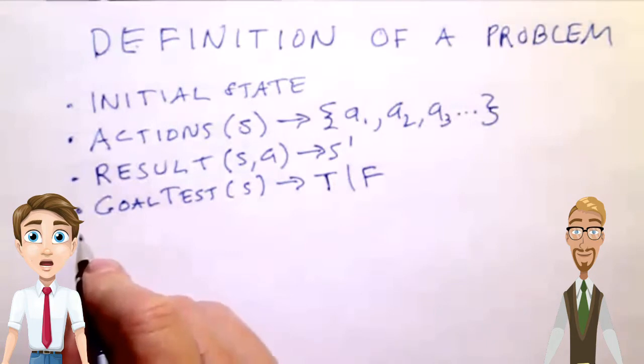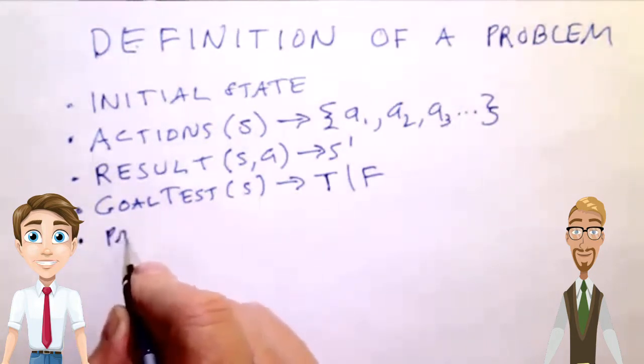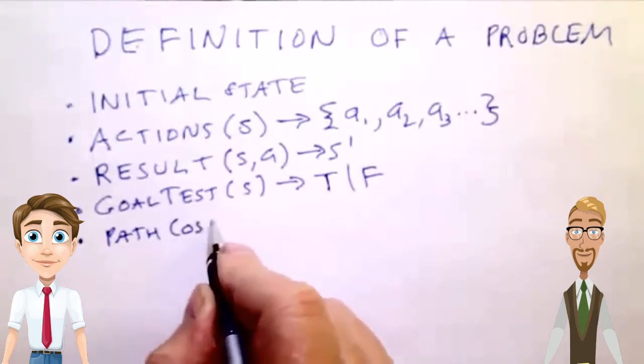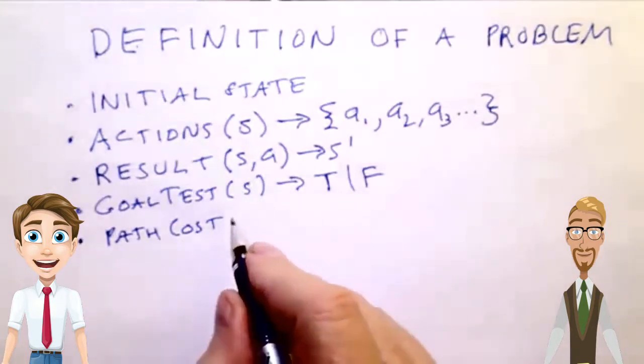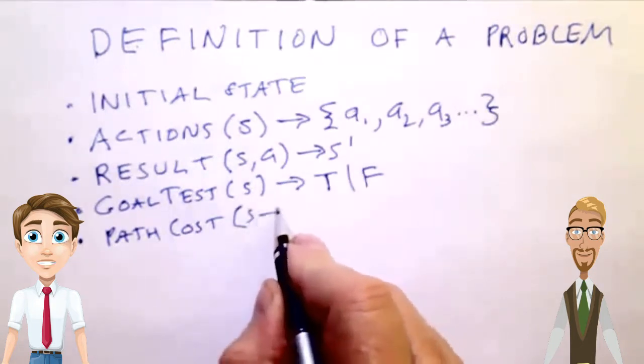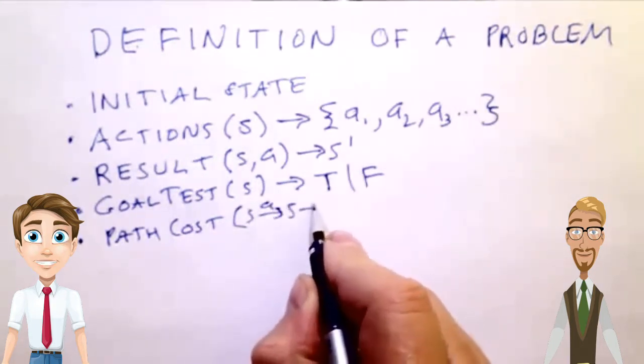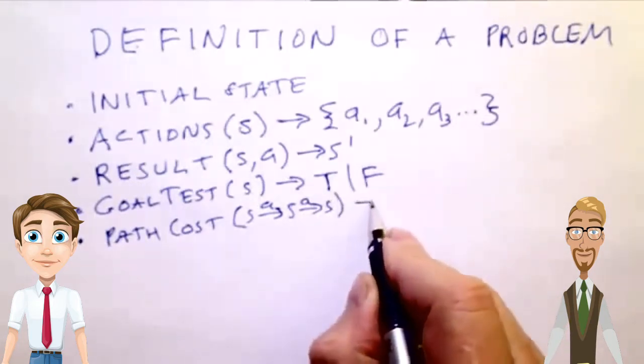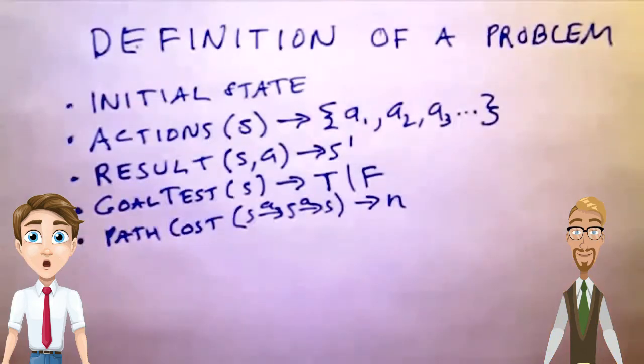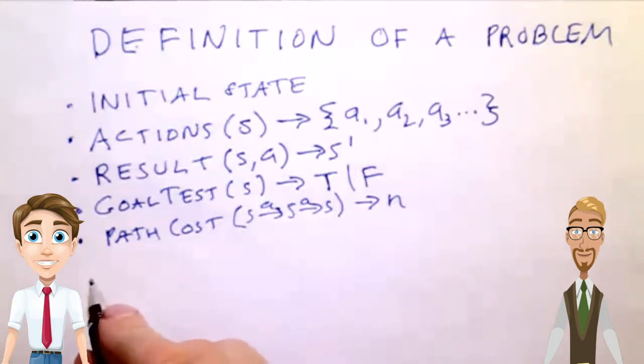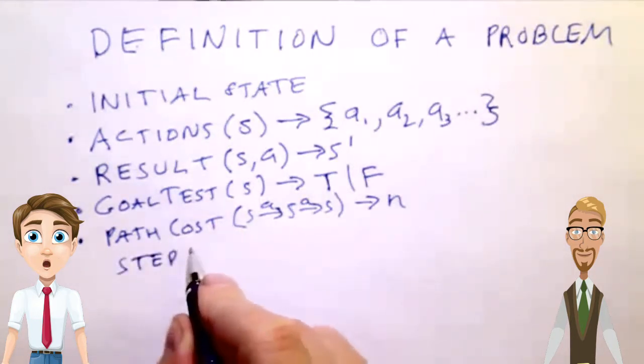And finally, we need one more thing, which is a path cost function, which takes a path, a sequence of state action transitions, and returns a number, which is the cost of that path. Now, for most of the problems we'll deal with, we'll make the path cost function be additive, so that the cost of a path is just the sum of the costs of the individual steps. And so, we'll implement this path cost function in terms of a step cost function.